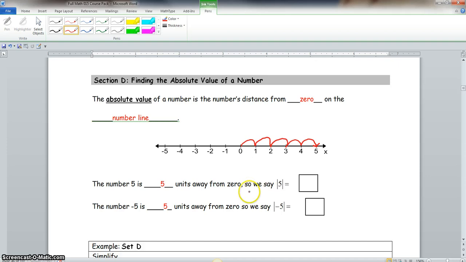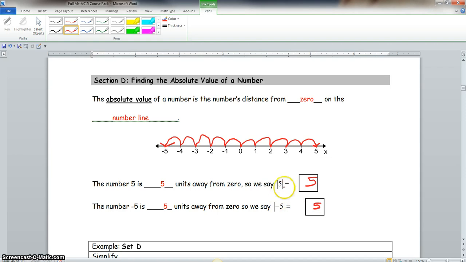So that is correct. So we say the absolute value of 5, now these bars here mean absolute value, so the absolute value of 5 is just 5. Now the number -5 is 5 units away from 0. Let's test that. We have 0 and we're going to go to -5. So we go 1, 2, 3, 4, 5 places. So we went 5 places from 0 to the -5. So we say that the absolute value of -5 is also 5.